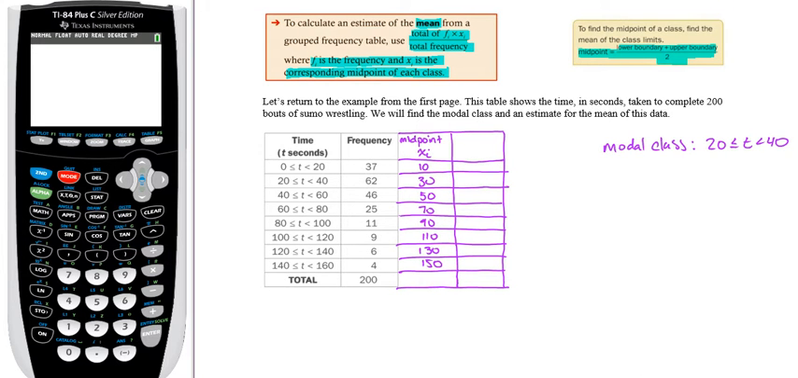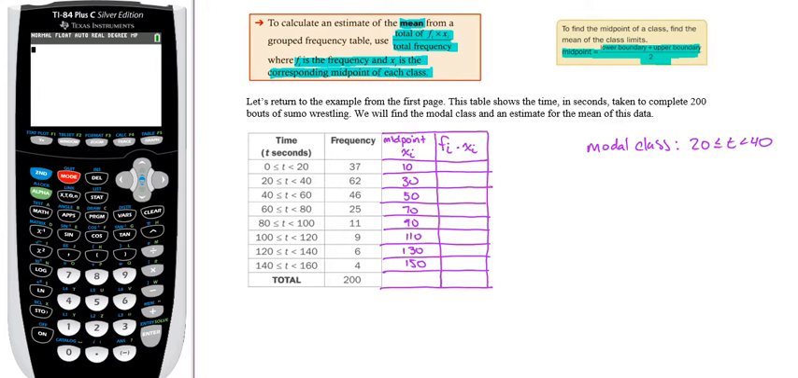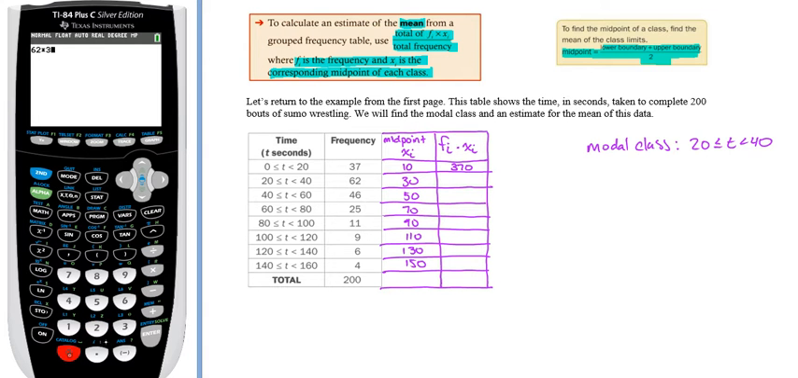So what we're going to do then is take the frequency values and multiply them by the midpoint values. And this would be kind of like what we did in frequency tables earlier, where we are making our way towards calculating the sum of all the values. So if we have 37 bouts, all of which lasted 10 seconds, then if we added those all together, we'd get 370. And then we're going to carry on with all the other combinations.